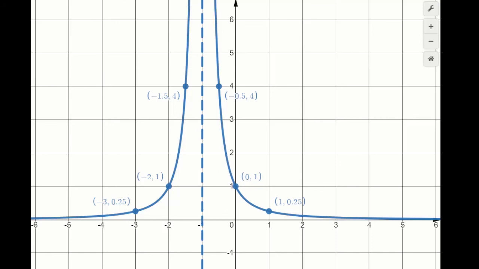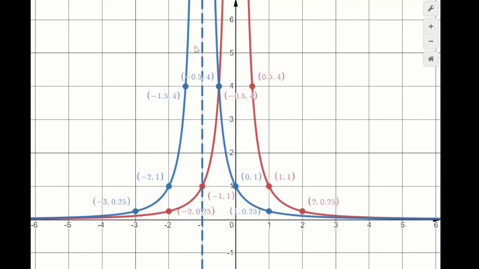Compared to the original parent, the original parent has the vertical asymptote right on the y-axis, x equals 0.